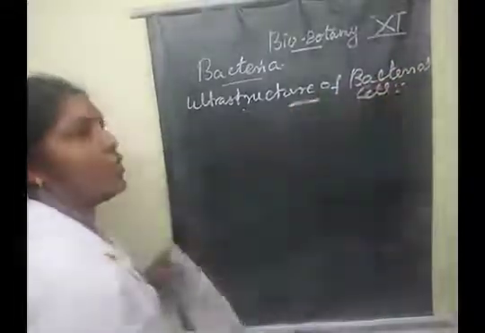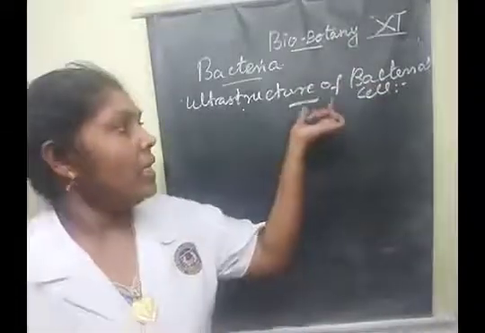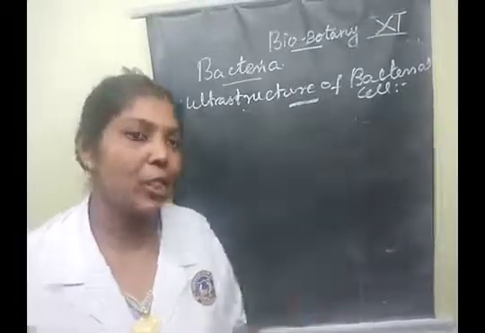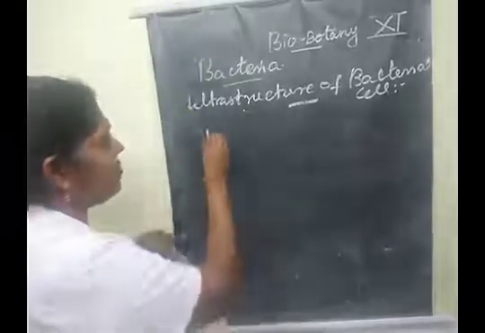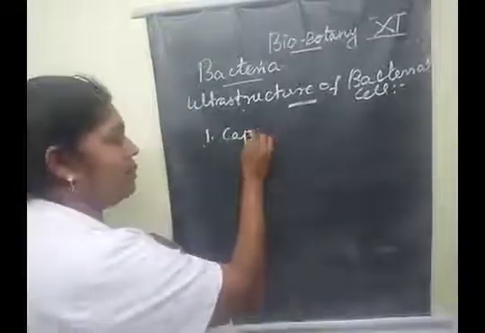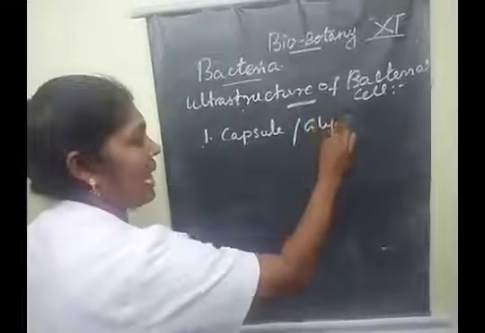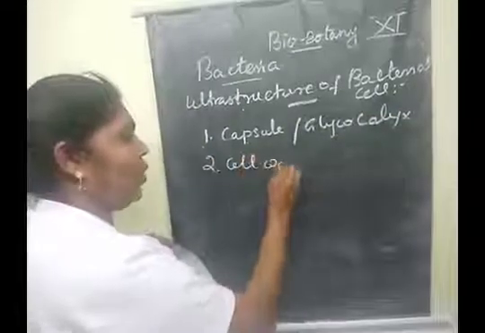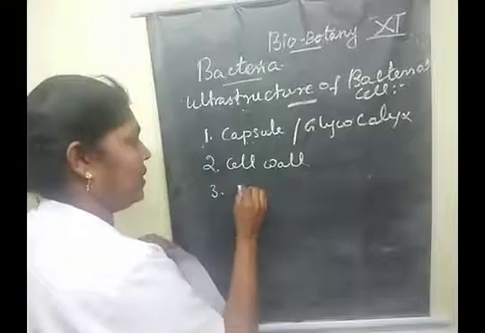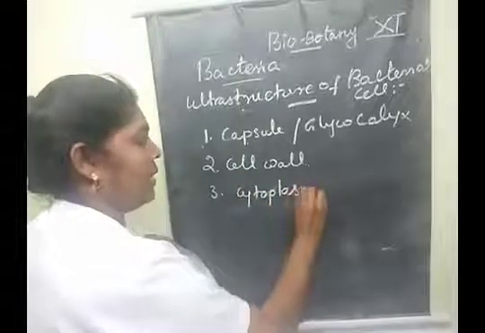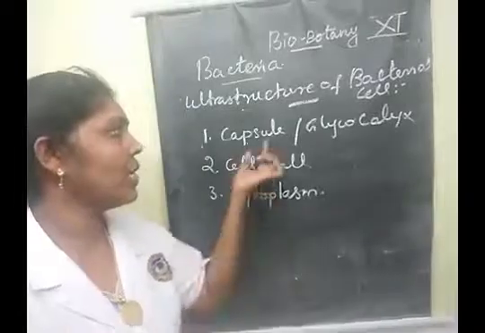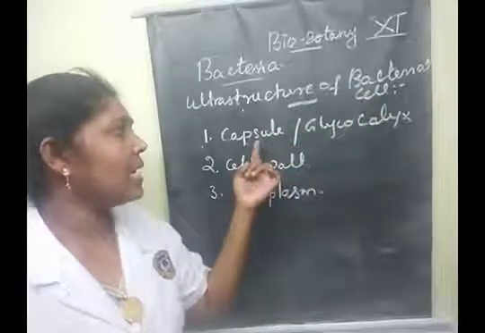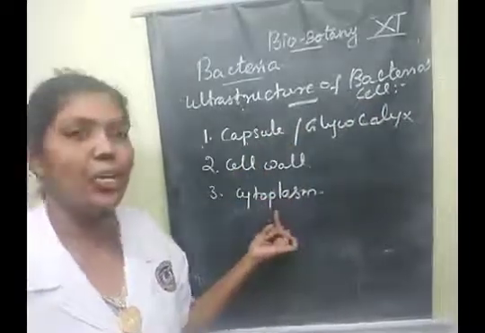Yes. So ultrastructure of bacterial cell. The bacterial cell shows 3 layers. What are the 3 layers? First one is the capsule or glycocalyx. Then second one is cell wall. And the third layer is called cytoplasm. Are you understood, children? The bacterial cell shows 3 layers: capsule or glycocalyx, cell wall and cytoplasm.